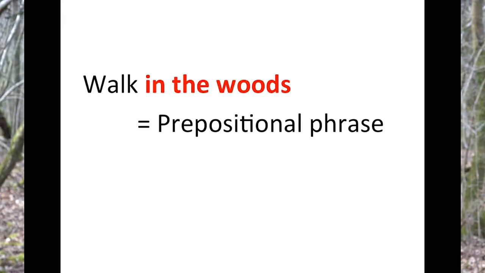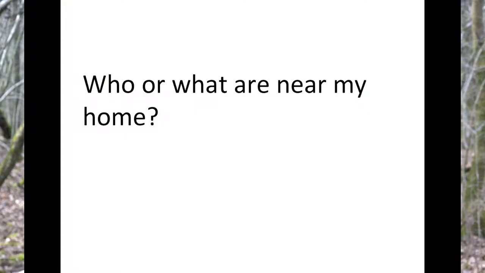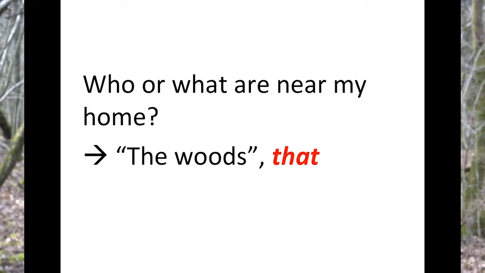Who or what do I walk? Well, I don't really walk a walk or anything. In this case, it's just walk in the woods. In the woods is a prepositional phrase that can't be a direct object because it follows a preposition, and elements following a preposition can't be a direct object. So we'll leave it there. We've just got a subject here. And then finally, we've got our copular verb to be at the end, are. Who or what are near my home? The woods. So the subject of that is the woods.